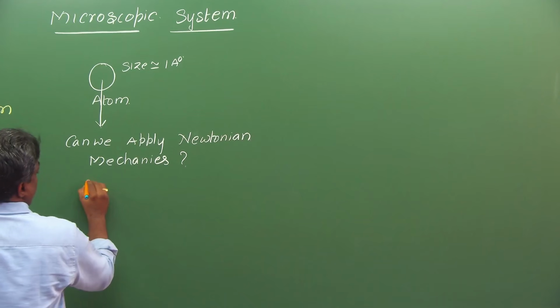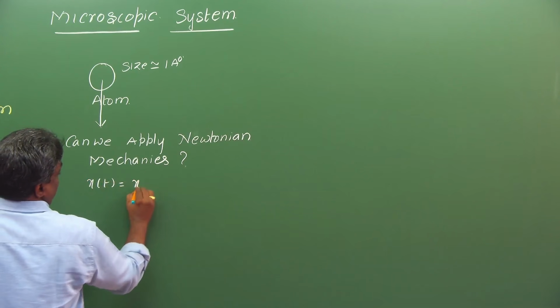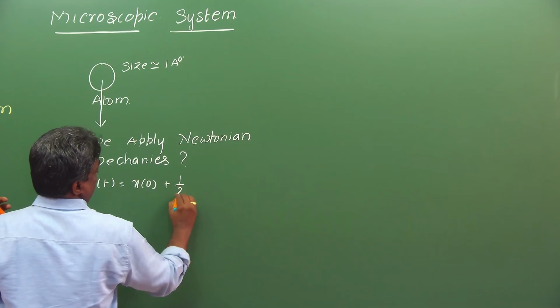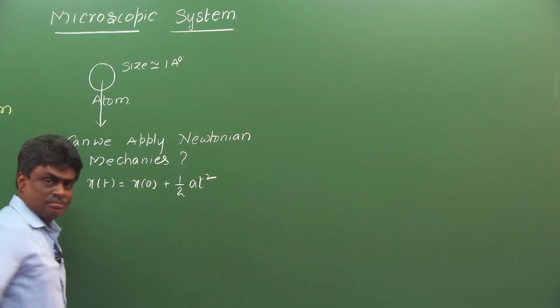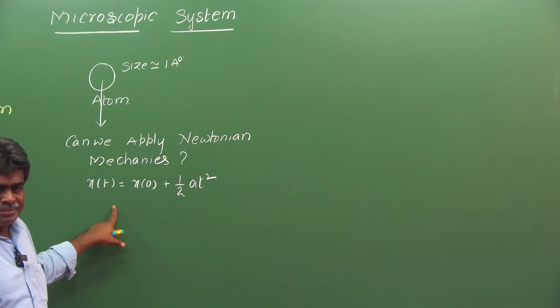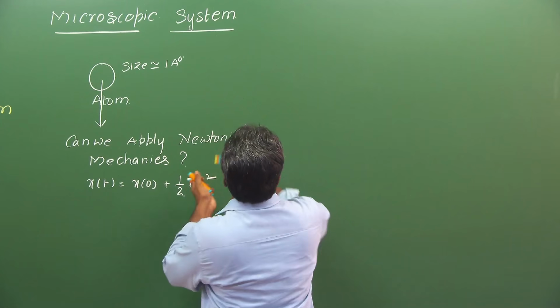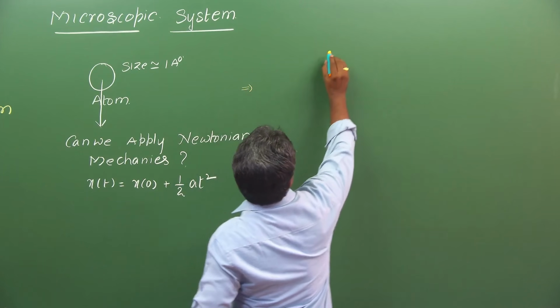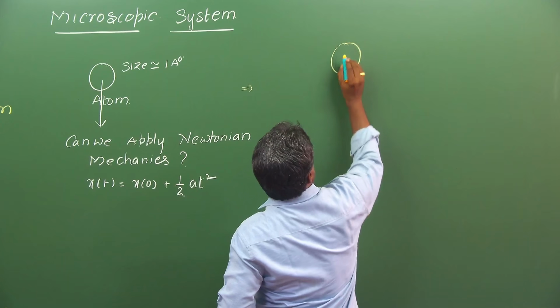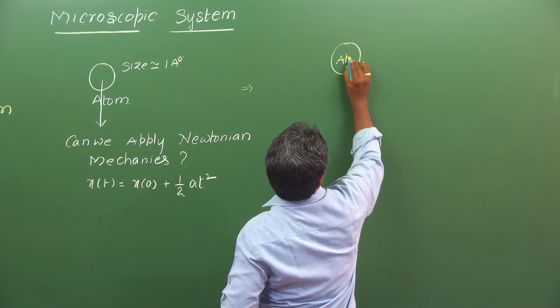So what is that Newtonian mechanics equation? x of t equals x of 0 plus half a t squared. Shall I apply this? No. Why? Here, what is happening? See, for example, whenever you consider something microscopic, let us say an atom.